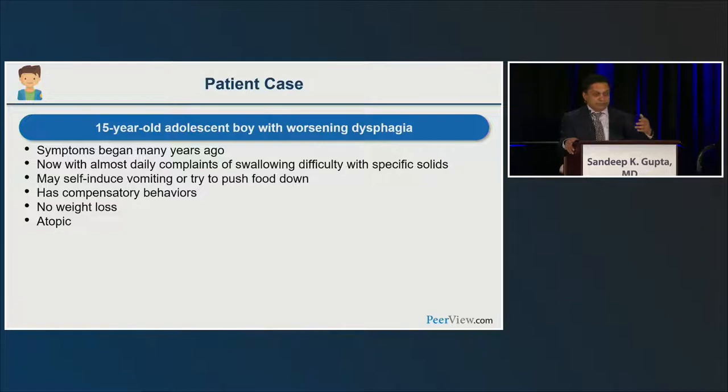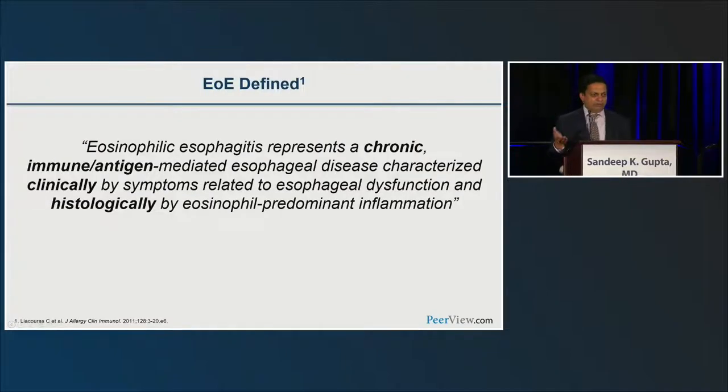Are there any side effects of this symptom? Thankfully, he has had no weight loss, but he is atopic. He has asthma and eczema. So once you have this history, then you start making your differential diagnosis. And definitely with this history, eosinophilic esophagitis will be on the list. It is a chronic immune or antigen-mediated process that is clinically defined by symptoms of esophageal dysfunction and histologically by eosinophil-predominant esophageal inflammation.